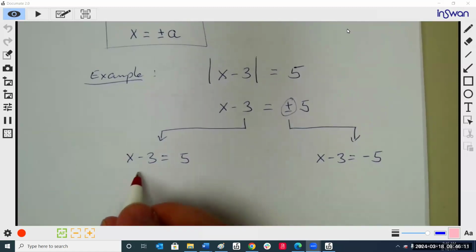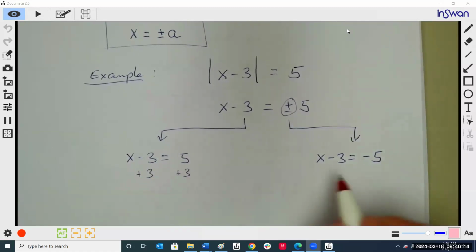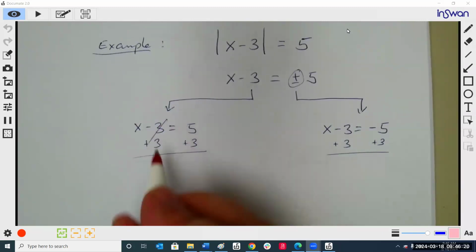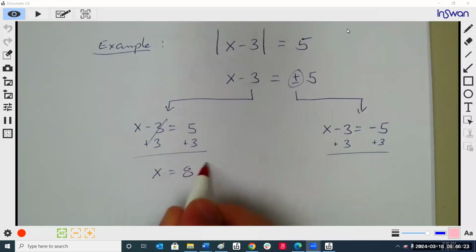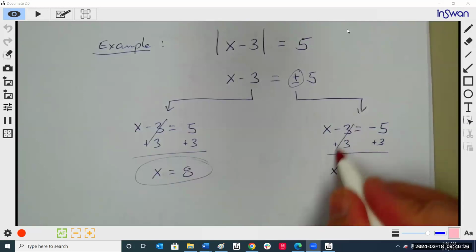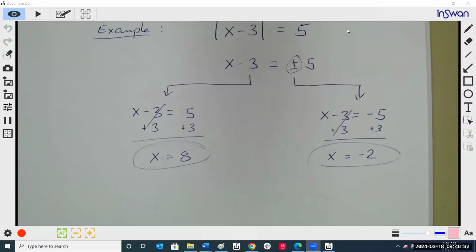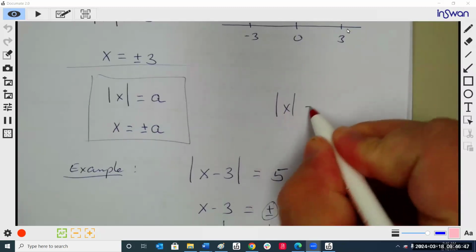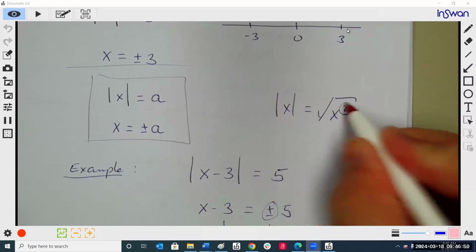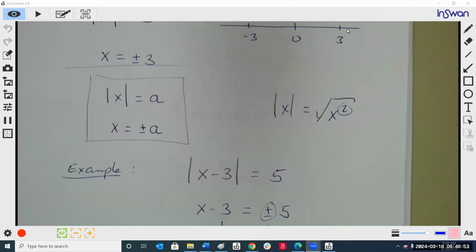Now we get rid of the 3. We add 3 across the board. So x is equal to 8. That's one solution. And x is equal to -2. How do we know you're supposed to have two answers?